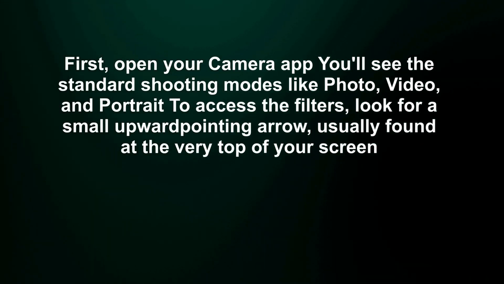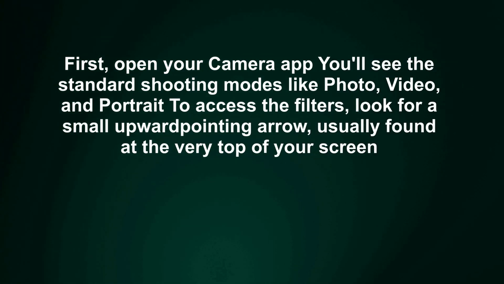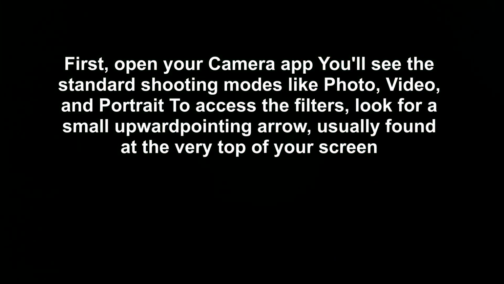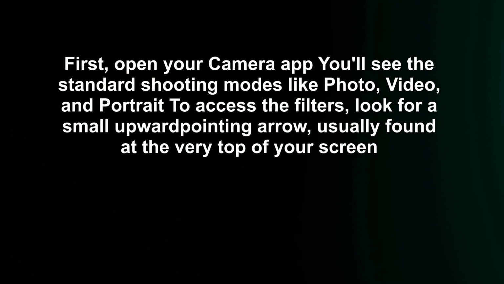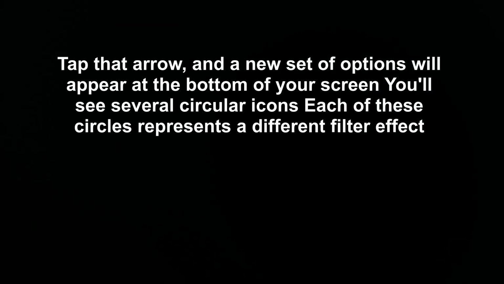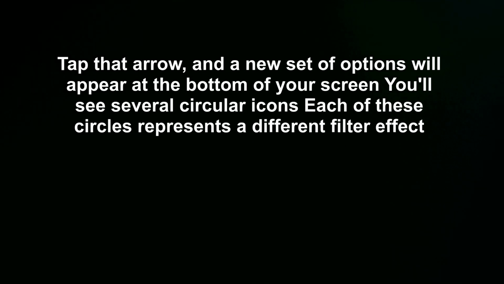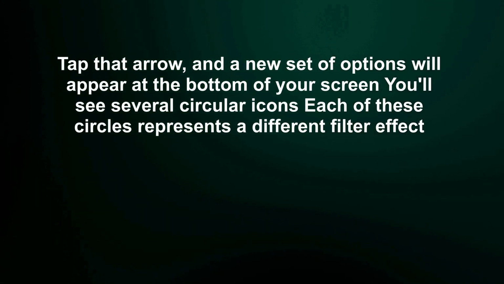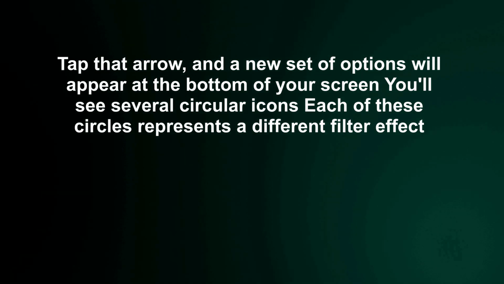First, open your camera app. You'll see the standard shooting modes like photo, video, and portrait. To access the filters, look for a small upward pointing arrow, usually found at the very top of your screen. Tap that arrow, and a new set of options will appear at the bottom of your screen. You'll see several circular icons. Each of these circles represents a different filter effect.